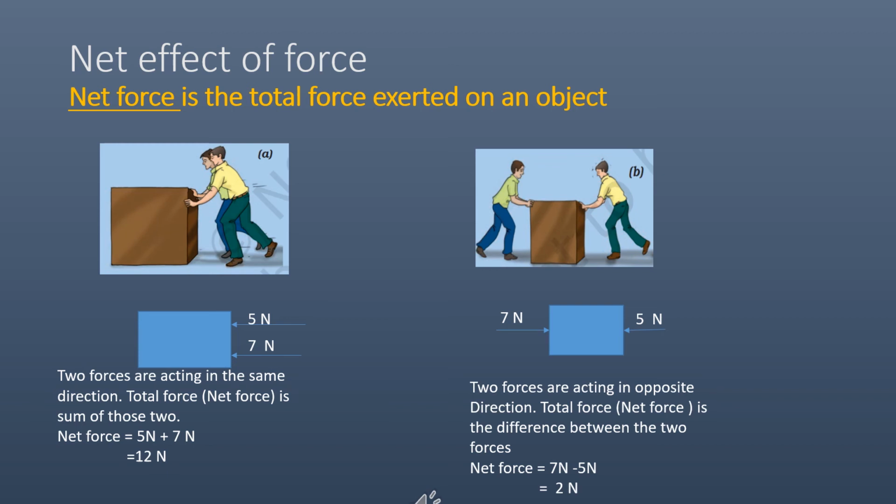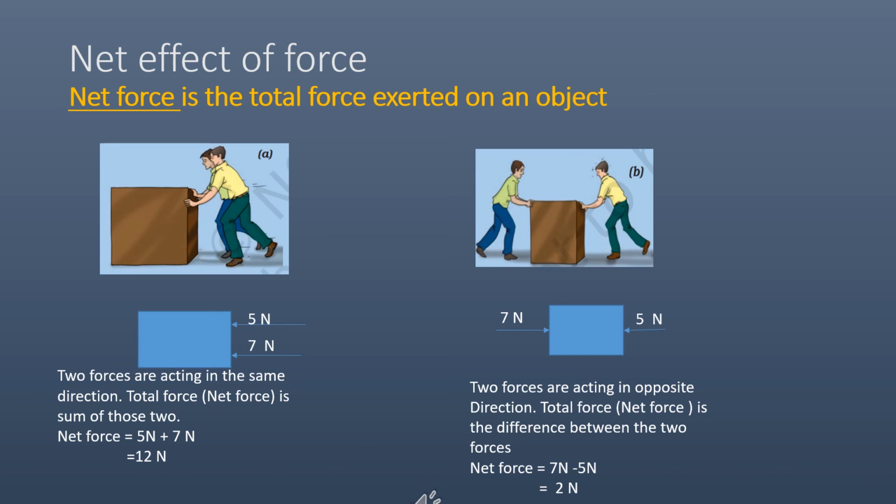Net effective force or net force. If two forces are acting in the same direction, the net force is the sum of those two forces. Here in the first figure, two boys are pushing a box. If their forces are 5 Newton and 7 Newton each, the net force will be 5 plus 7 equals 12 Newton force.